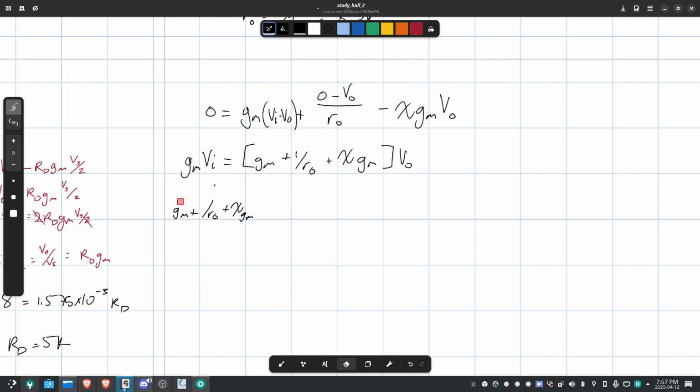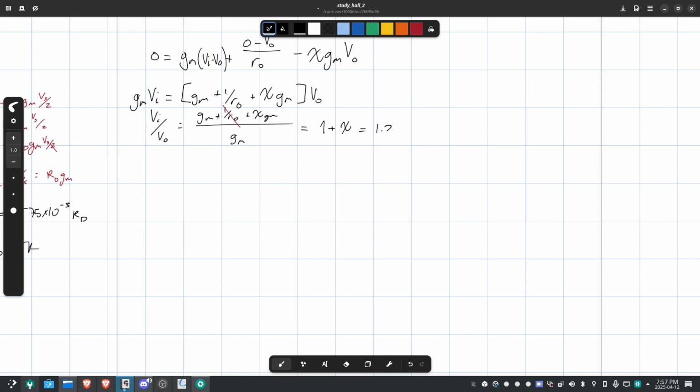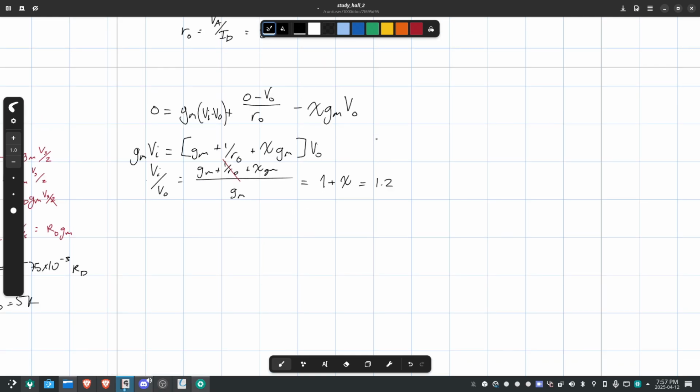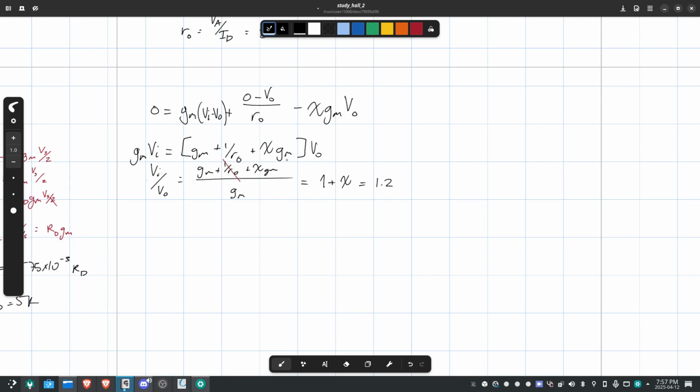Or actually, I was supposed to move it the other way around. So VI over VO is going to be GM plus 1 over RO plus X GM over GM. And I can cut out RO here because that's going to be incredibly small. And we're left with GM. The GMs cancel out, so we're left with 1 plus X. Really? X is 0.2, so it's 1.2. That's VI over VO.